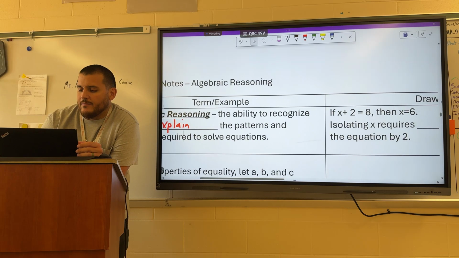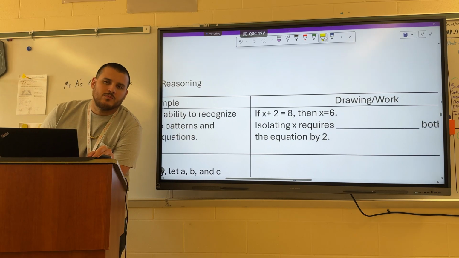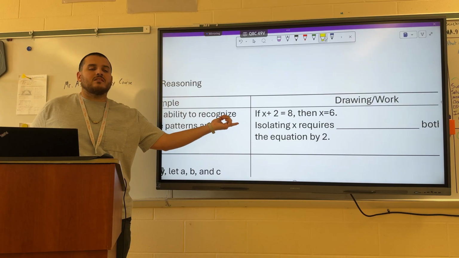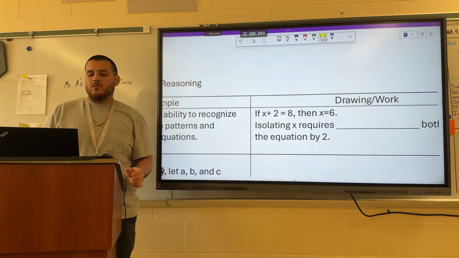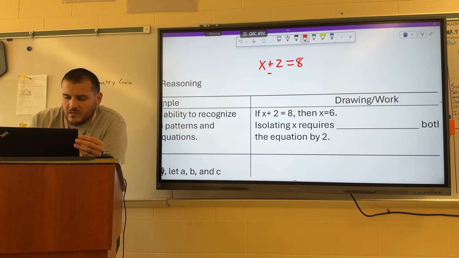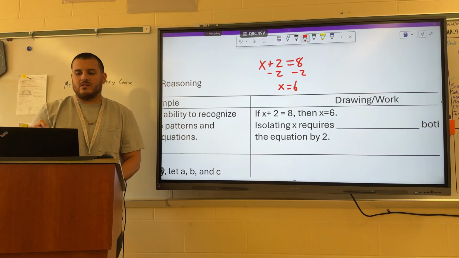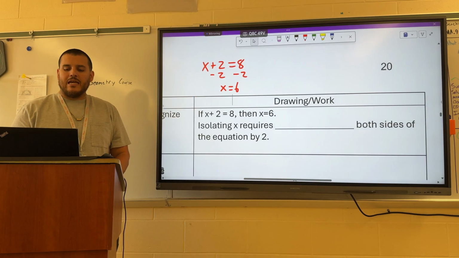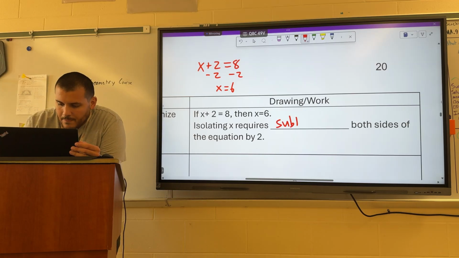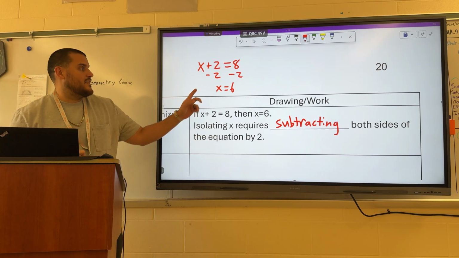So I have an example of that over here. We have this equation: if x plus 2 equals 8, then x equals 6. We know that to be true. If we plug the 6 in for x, 6 plus 2 equals 8. The specific algebra that we would do, though, with x plus 2 equals 8, to get x alone would be to subtract both sides of the equal sign by 2. We end up with x equals 6. So to fill in our blank here to the right, isolating x requires subtracting both sides of the equation by 2, as I showed you up here.